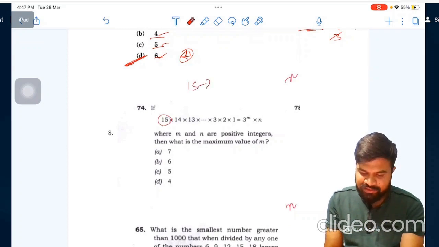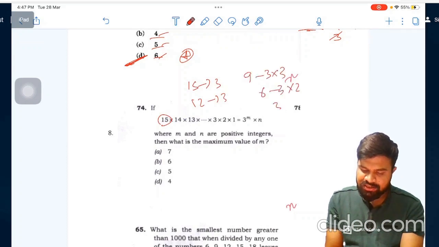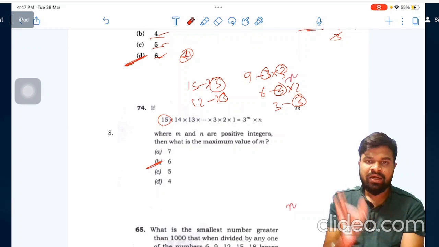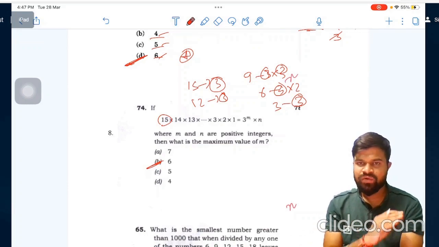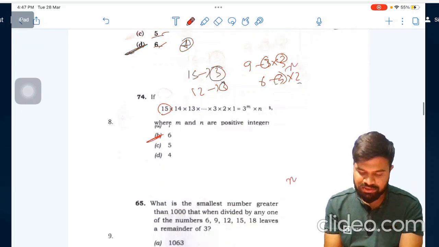So 15 gives us 1/3, 12 will give us 1/3, 9 will give us 2/3, 6 will give us 1/3, and 3 itself will give us 1/3. Okay, so 1, 2, 3, 4, 5, 6. So that's how you count. Just take all the composite numbers, try to turn them into prime factors, and then just count the powers. Like just count the number of primes that are available. That is the only way to do these things, and no other way.